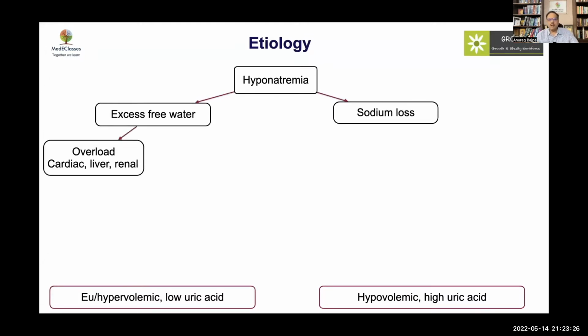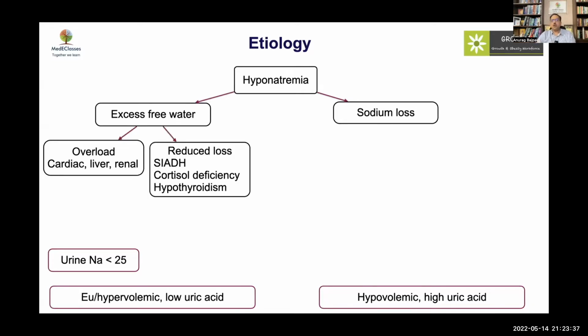Excess free water may be due to cardiac, liver, or renal disease. You will have edema; you can see it very easily in that scenario. Urinary sodium will be low. So volume status is very important. You may have reduced loss because of SIADH. And remember, cortisol deficiency and hypothyroidism are differentials for reduced loss in that perspective.